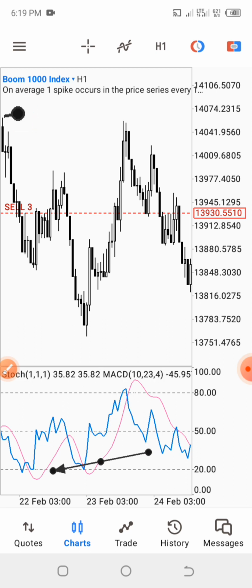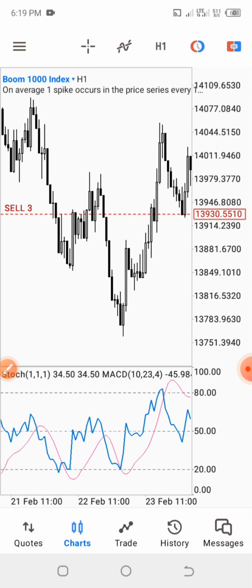And no matter how the market moves, no matter how choppy or trending the market is, just keep on holding the trade till you reach your 50 level or your 80 level of the stochastic oscillator. That's what you need to wait for, guys, before taking any trades with the strategy right here.